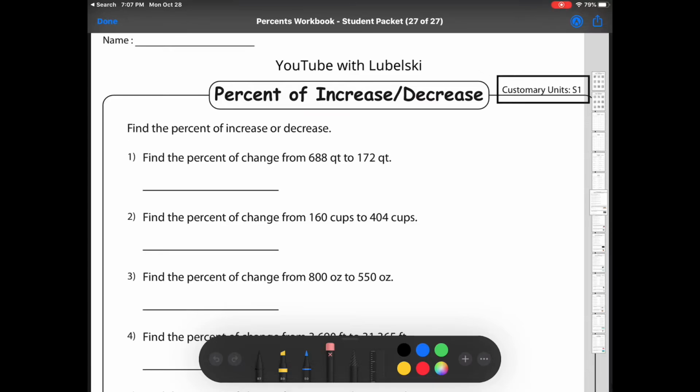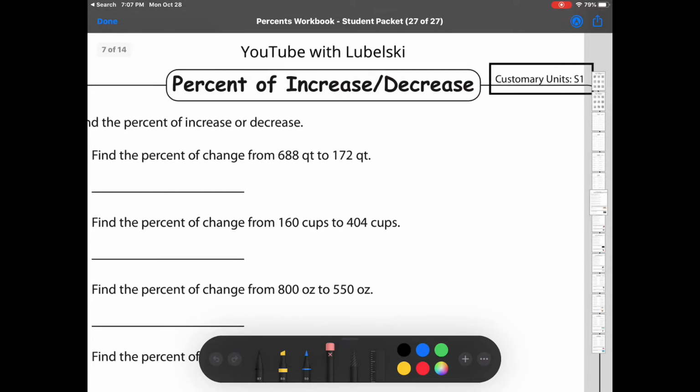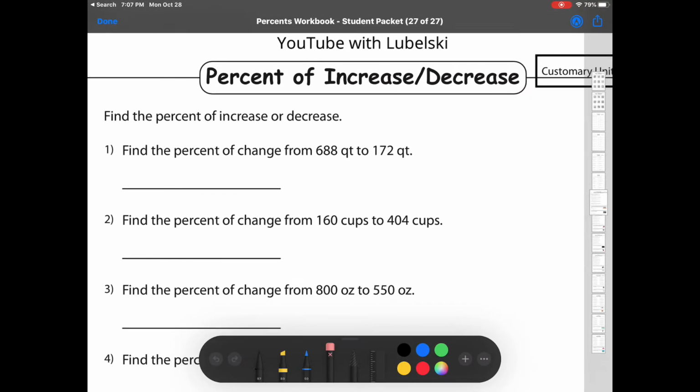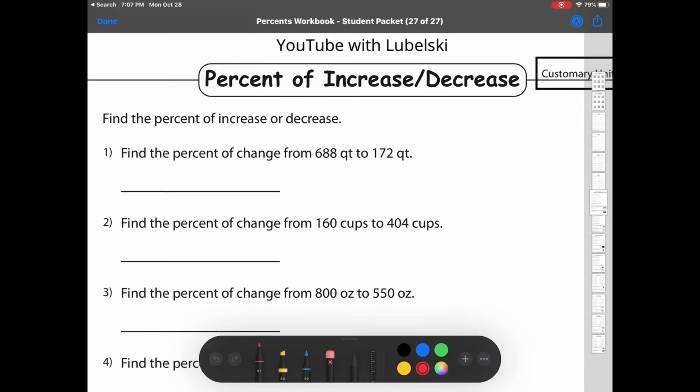All right, welcome back to YouTube with Lubelski. We're going to be diving into percent of increase and decrease. I highly recommend that you watch the other YouTube video about how to find percentage of a number first, because that's really a basis for this percent of increase or decrease. So for step one, you're always going to identify, are we increasing or decreasing?